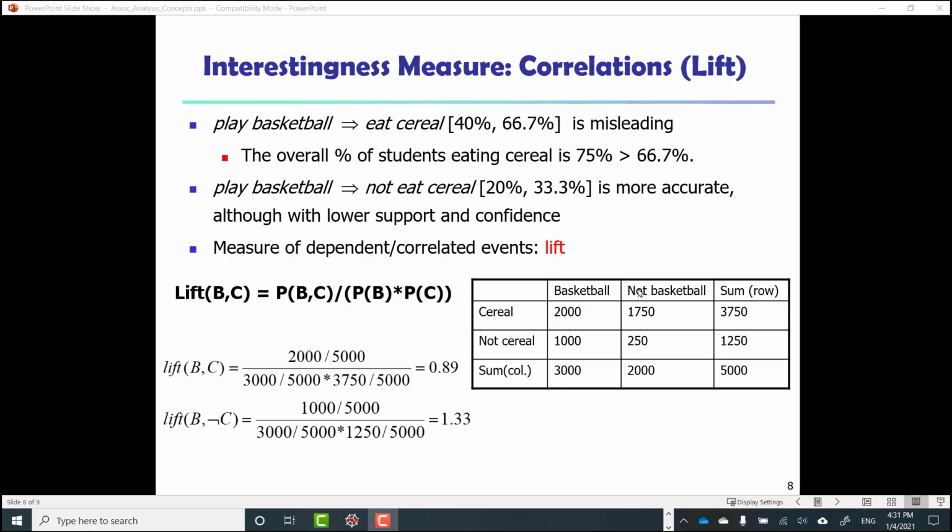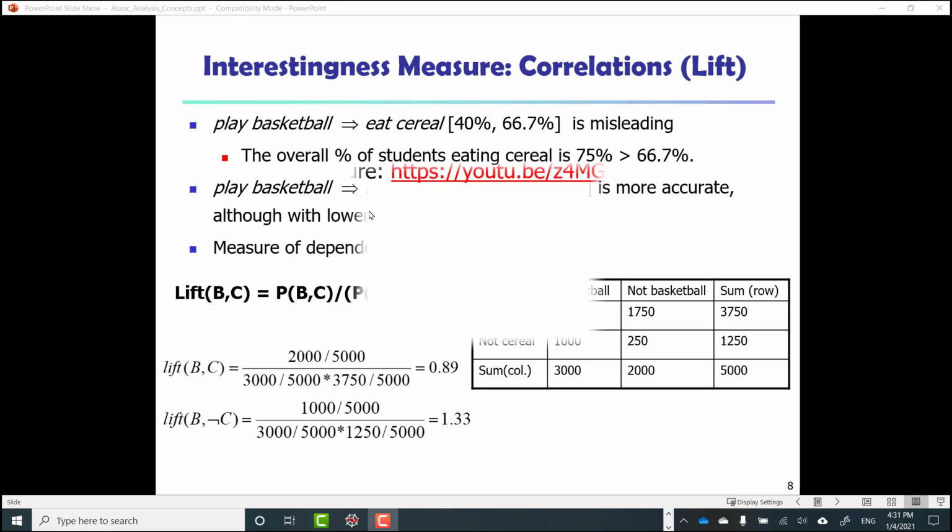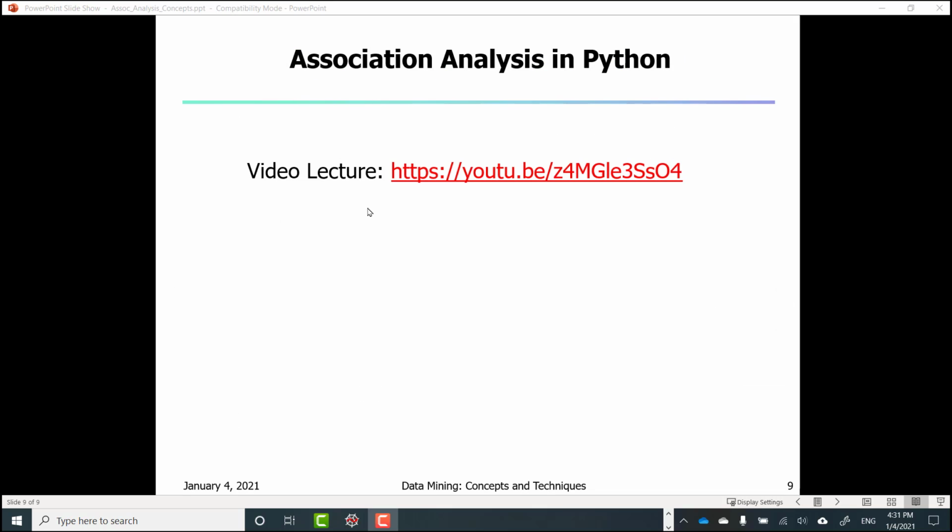So when you have a huge amount of data, calculation of support, confidence and lift can take huge calculations. Okay, so it's practically impossible doing those kinds of things manually. So we need help from a computer. Okay, so there's another tutorial. This tutorial is for doing association analysis in Python. So go to this video lecture. Okay, all right.